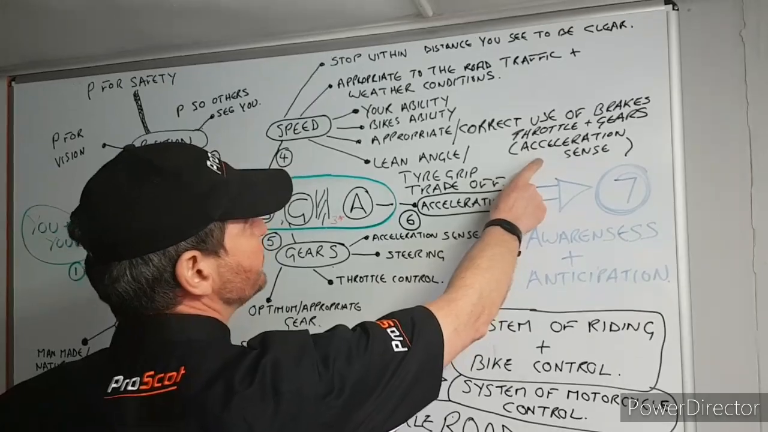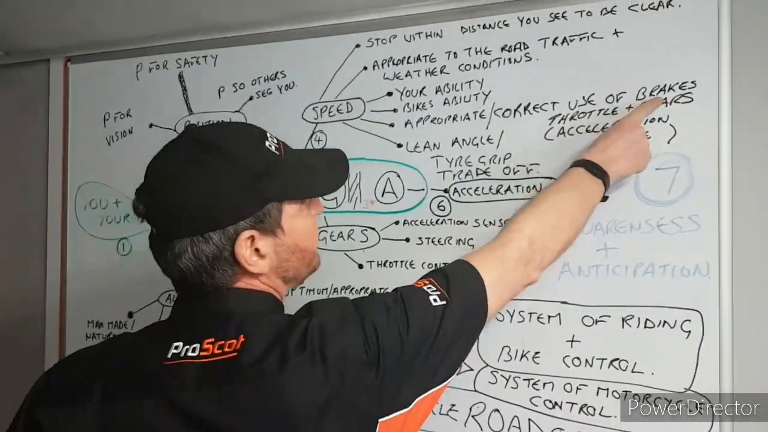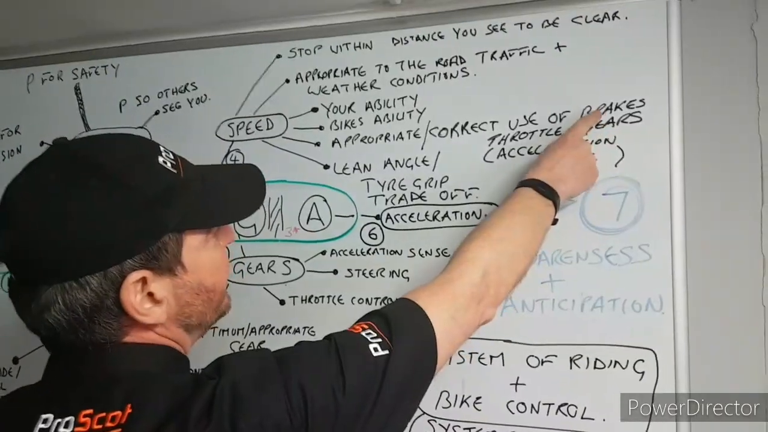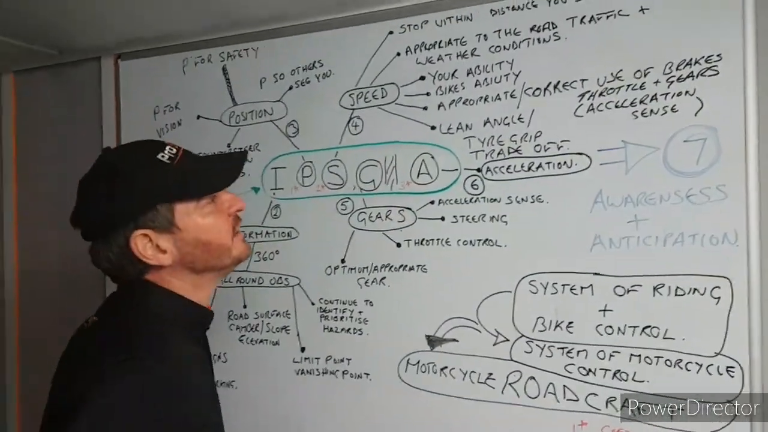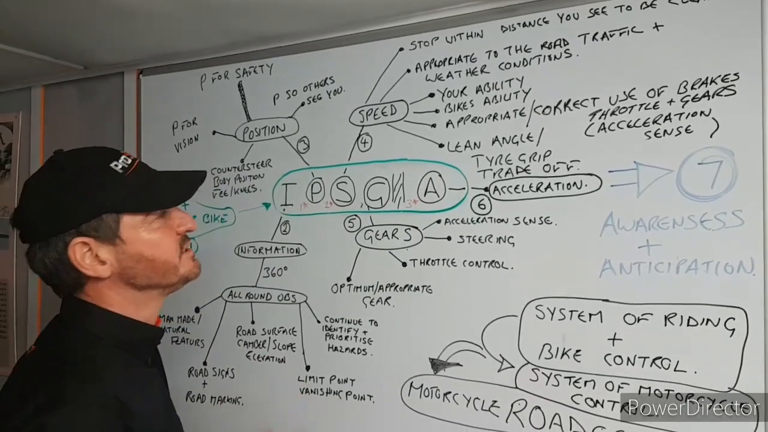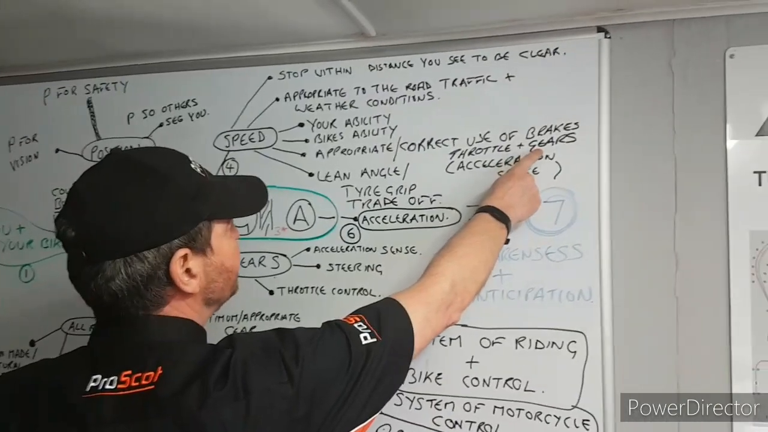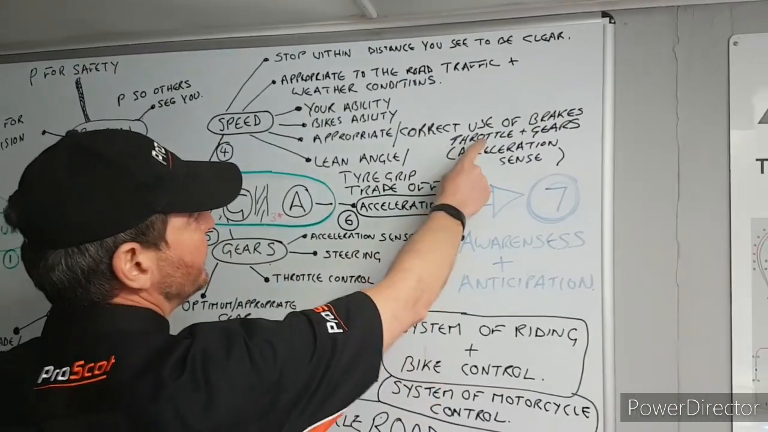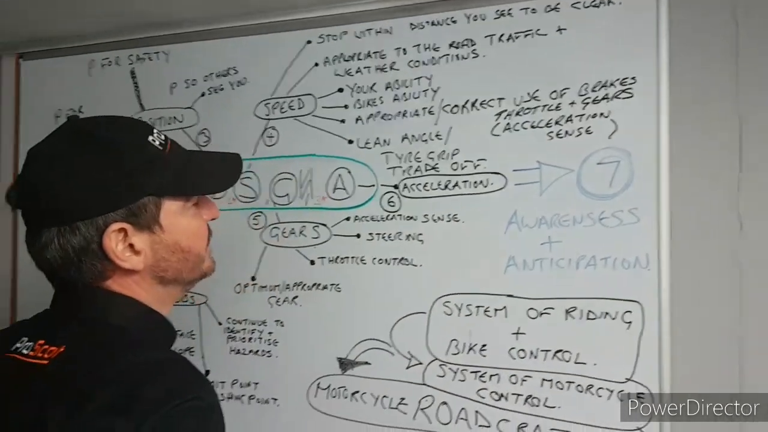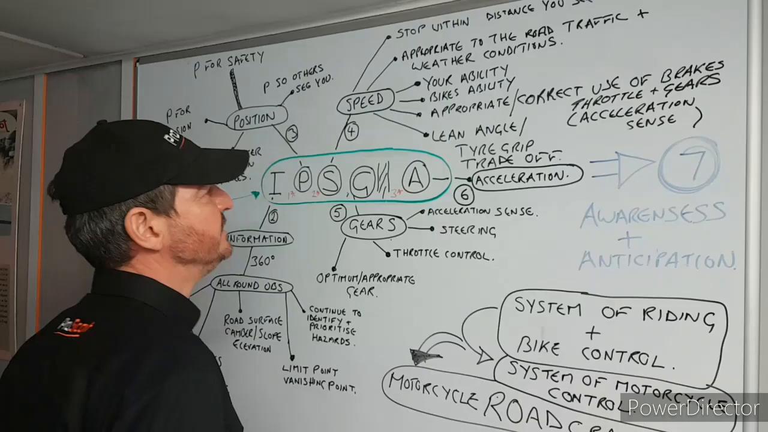Alright, so the correct use of the throttle combined with correct use of the gears and the brakes. There are times when you need to brake, there are times when you don't need to brake. There are times when you're braking firmer, and sometimes you're just not braking at all. But you always need to be in the correct gear, the optimum gear, which we'll talk a little bit more about down here, and we should always be using our throttle correctly as well, which we call acceleration sense. Time to go, time to slow, time to maintain.